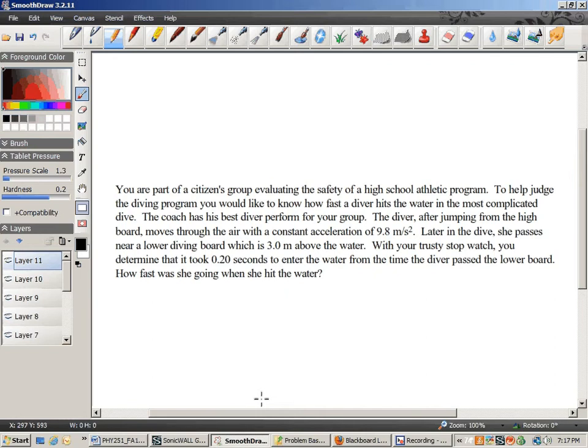The diver, after jumping from the high board, moves through the air with constant acceleration of 9.8 meters per second squared. Later in the dive, she passes near a lower diving board, which is 3 meters above the water. With your trusty stopwatch, you determined that it took 0.2 seconds to enter the water from the time the diver passed the lower board. How fast was she going when she hit the water?